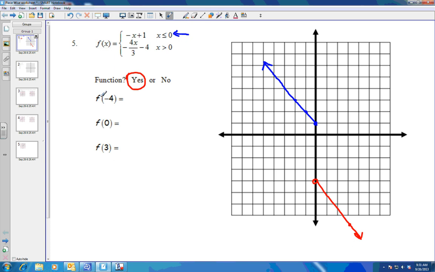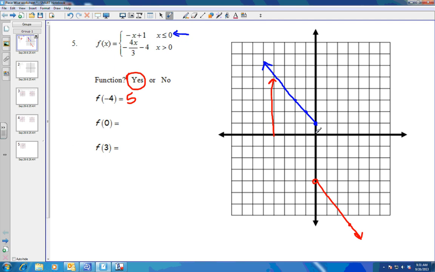For f of negative 4, that means when my x value is negative 4, what is my y value? Well, this one's pretty easy to see. I can just look at my graph. So when x is negative 4, 1, 2, 3, 4, what is my y value? Well, it's 1, 2, 3, 4, 5. So f of negative 4 is 5.